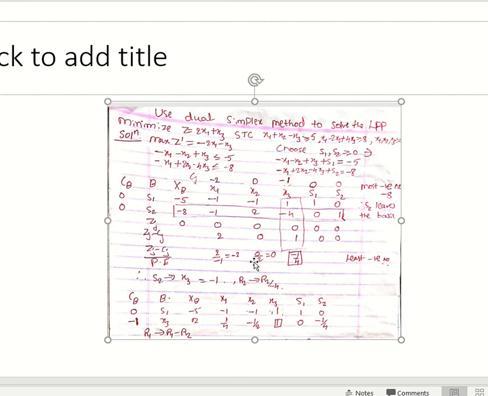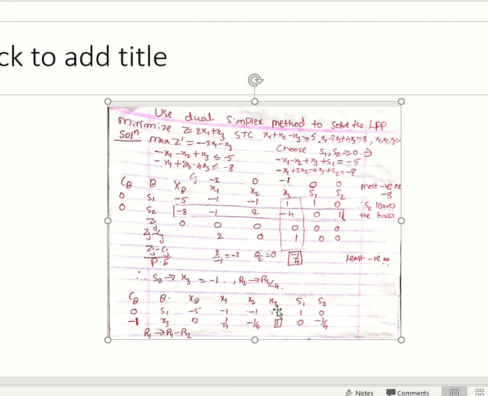2 by minus 4 is minus 1 by 2. And this is 1. And this is 0. And this is minus 1 by 4. What is our next step? With the help of this unity, we have to make the remaining rows in that particular column 0.